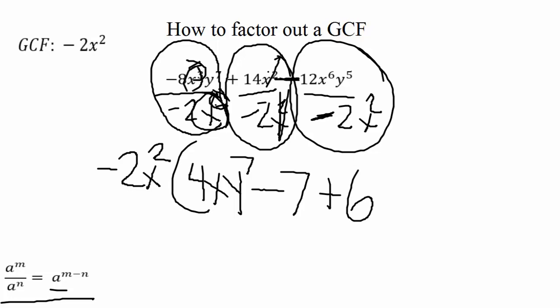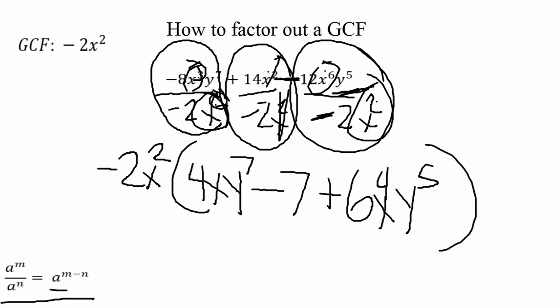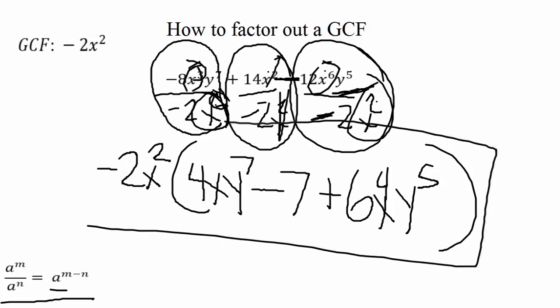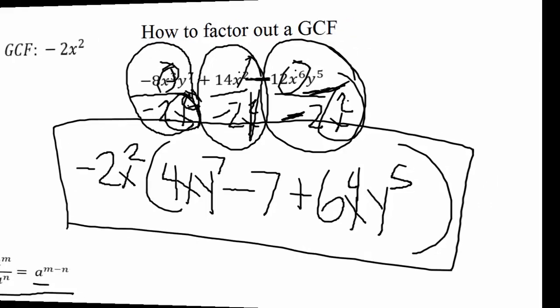We can use the quotient rule on our x terms. We have x to the 6th over x squared, so 6 minus 2 gives us x to the 4th. And this y to the 5th hanging out there, we did not do anything to it. It did not disappear. It is still there. So after factoring out that negative 2x squared, we are left with this as our solution.